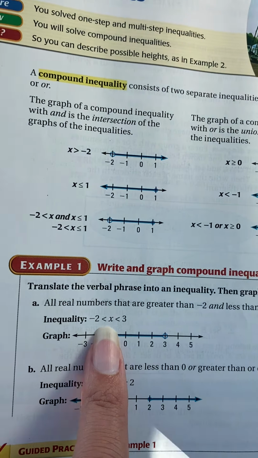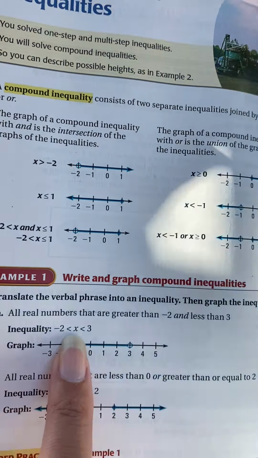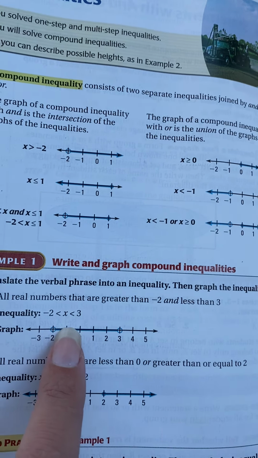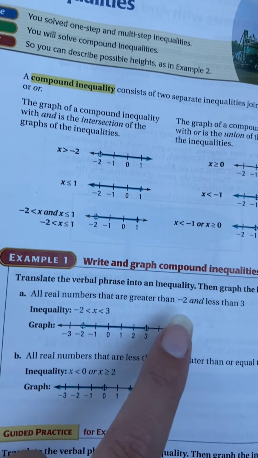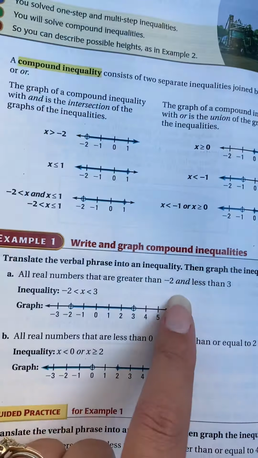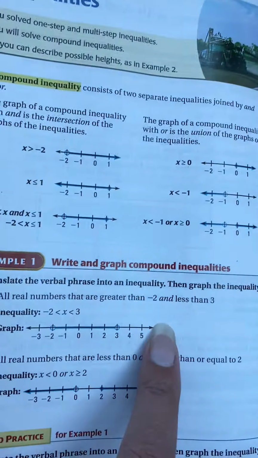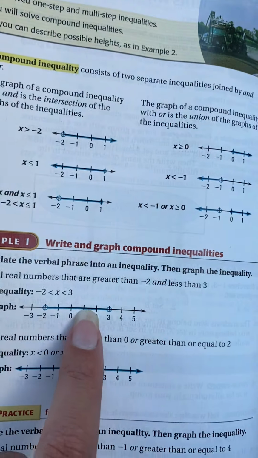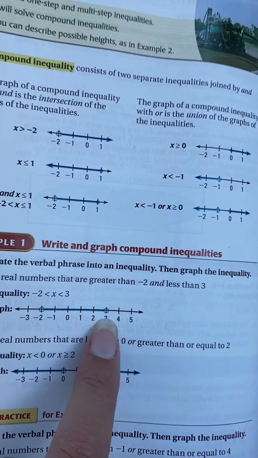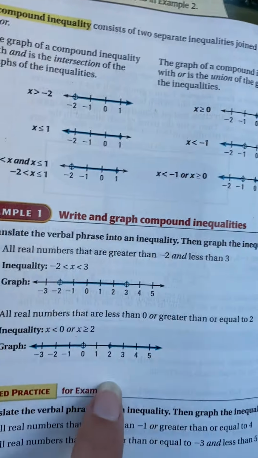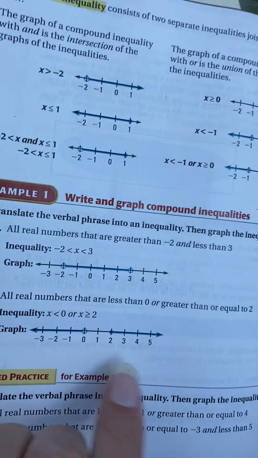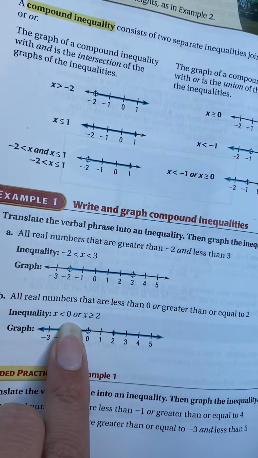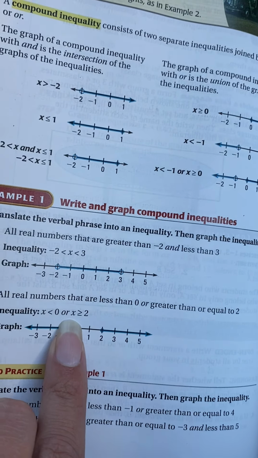This inequality, -2 is less than x, which is less than 3. So x has to be in between those. It's an and. When it's written like that, that means it's greater than -2 and it's less than 3. So we can start with -2, we do an open dot there, we start going bigger, and then we know we stop at 3 because it has to be less than 3. It cannot be 3.